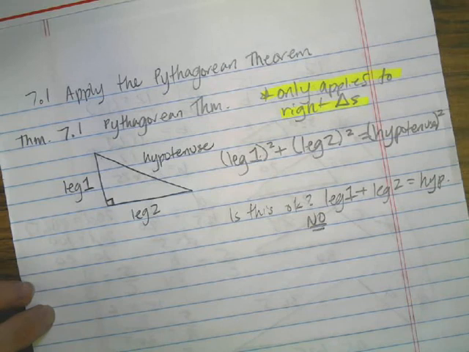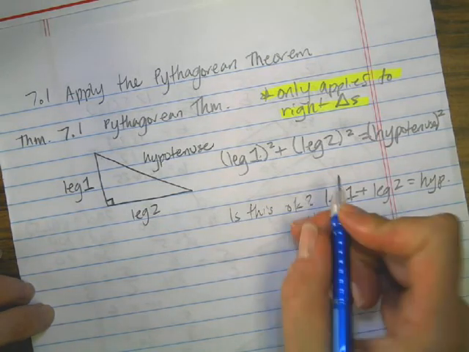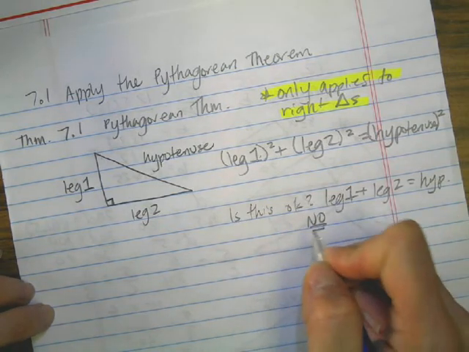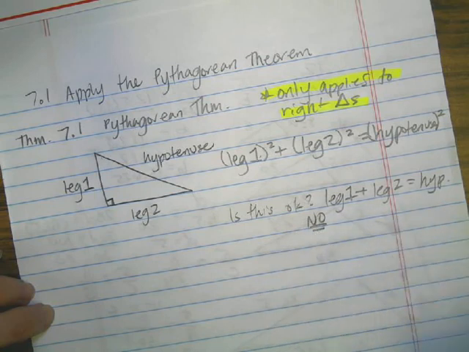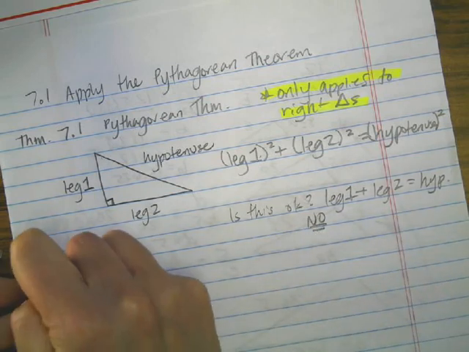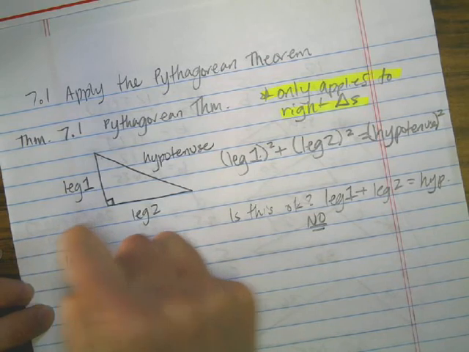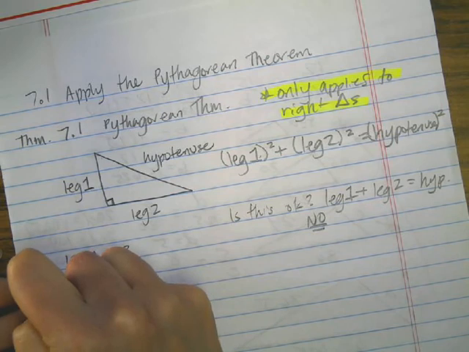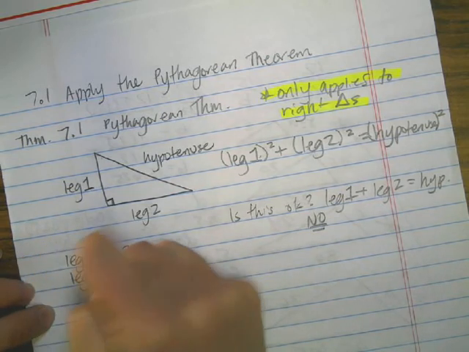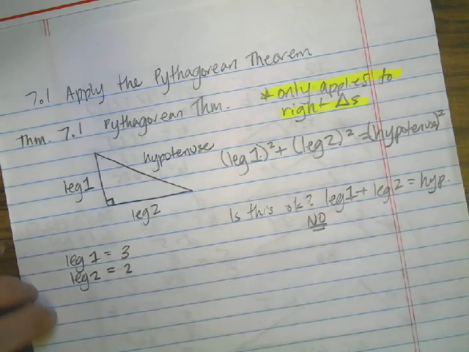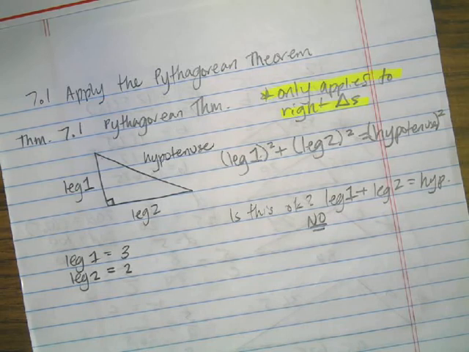Okay, so someone wanted to know if we have an isosceles right triangle, will it work? So the answer is yes. Let's say my isosceles right triangle has legs of 2 and 2, and we want to know what the hypotenuse, c, is. So we just put it in our formula. 2 squared plus 2 squared equals c squared. 2 squared is 4, plus 2 squared is 4 equals c squared. 4 plus 4 is 8 equals c squared. And then you take the square root.